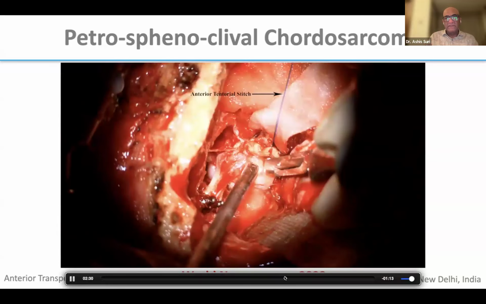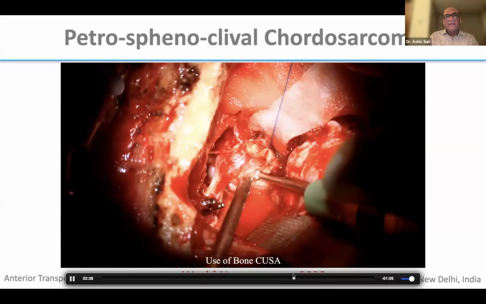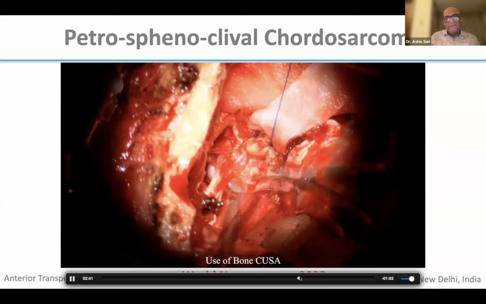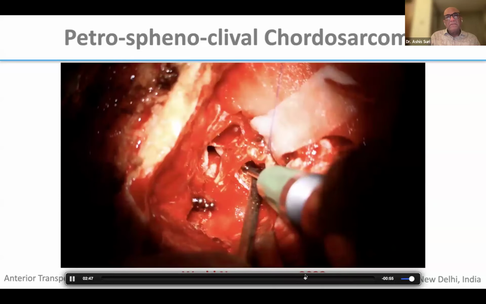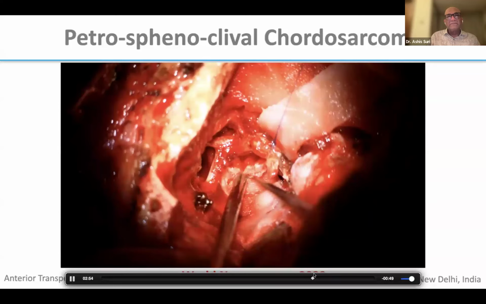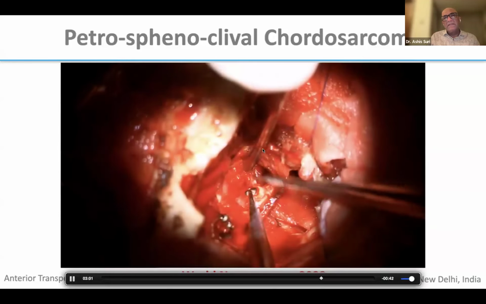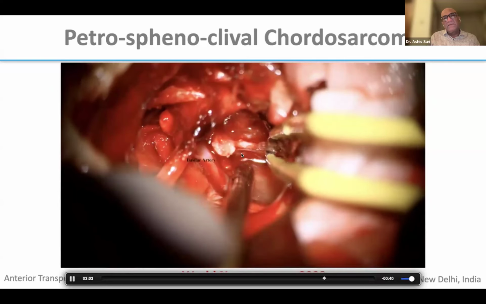One is the tentorium is also there. Then you cut the tentorium, and the tumor was very hard. We used all types of scissors, knife, sonopet, the bone cusa, and could finally remove. That is the sixth nerve. You can see how closely it is coming out from Dorello's canal.